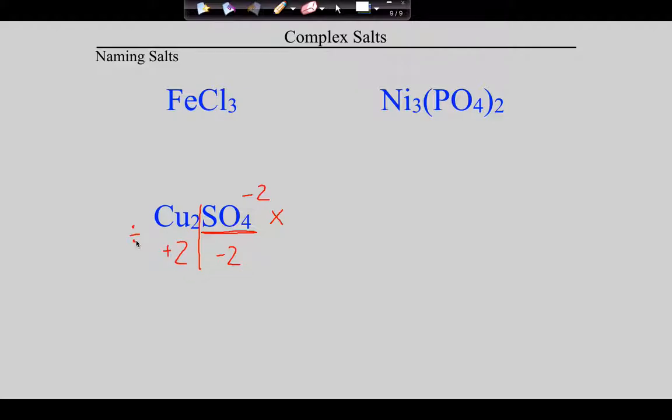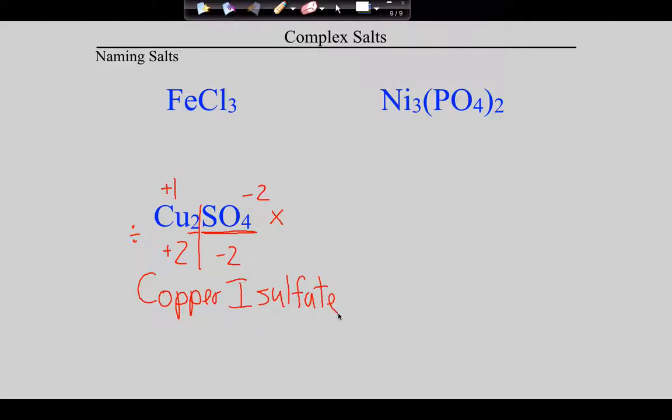And now we divide. That +2 charge is created by 2 copper atoms. So 2 divided by 2 is 1. So the charge of that copper atom, each of those copper atoms, is +1. So this salt would be called copper 1 sulfate.